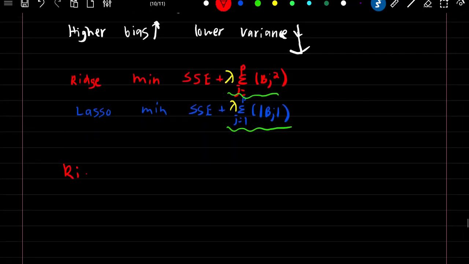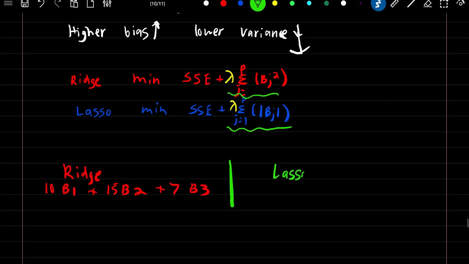Now, ridge does well when you have similar coefficient estimates. So for instance, you have something like 10 beta 1 plus 15 beta 2 plus 7 beta 3. And then lasso does well when you have some really high coefficient estimates, so we can say 100 beta 1 plus 200 beta 2, and then some really low coefficient estimates.